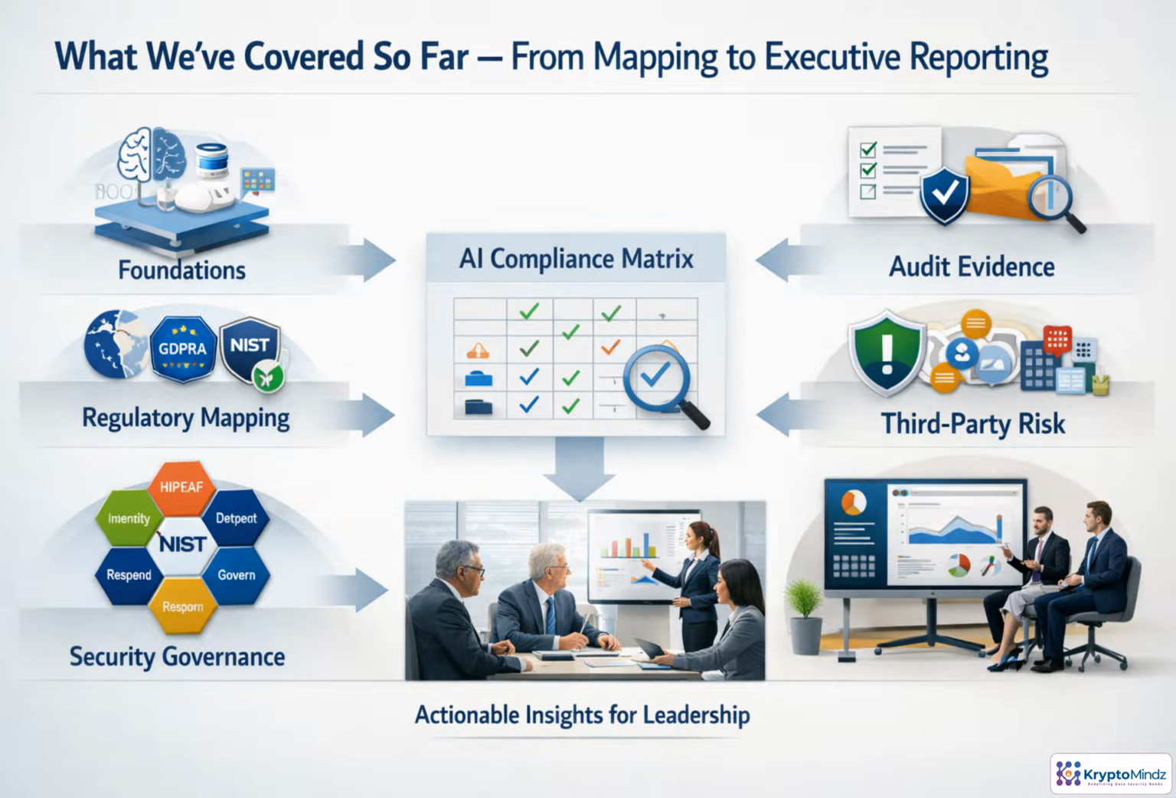You've built the core pieces of an AI compliance program: inventories, data flows, risk taxonomy, regulatory mappings, NIST governance controls, evidence, and vendor risk inputs. Now the focus shifts from documentation to communication, turning the control matrix into reporting that leaders can understand, trust, and act on.